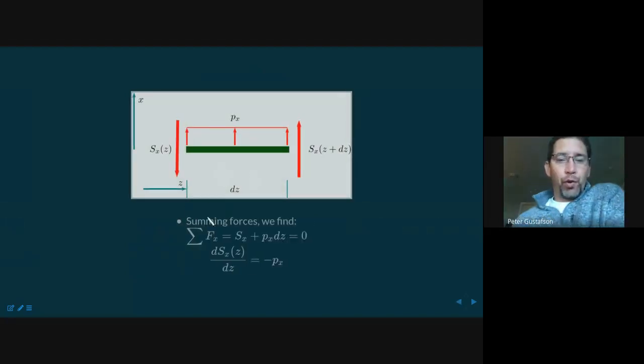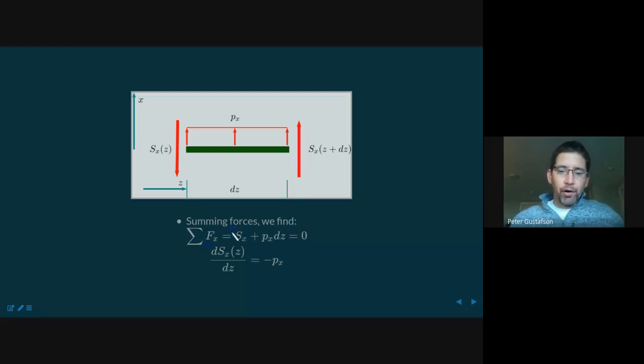Just like we did with the axial forces, this is the same diagram. Just as we did with the axial forces, we can sum the forces. In this case, we're summing the forces in the x direction on this differential element. And that's pretty easy. The way to express this is, in the positive direction, we have Sx at z plus dz plus the distributed force Px times dz. So those are the positive things. We need also an Sx at z in the negative direction.